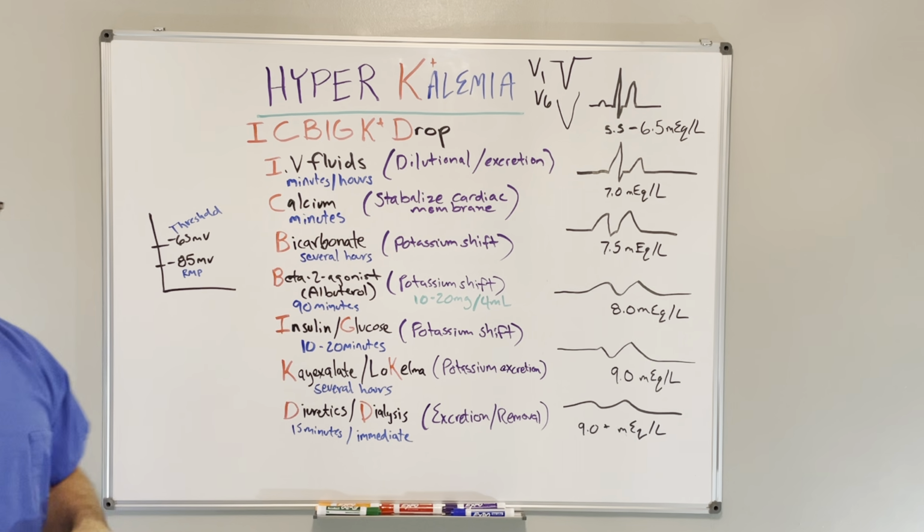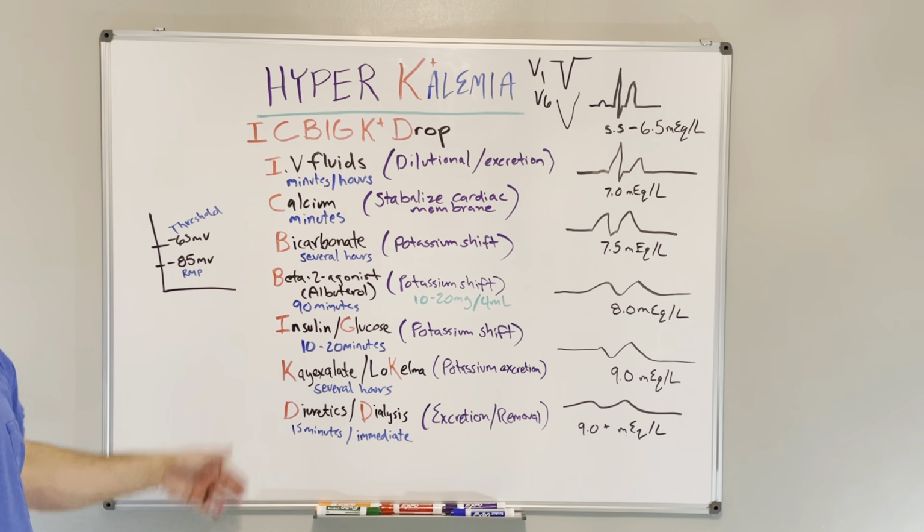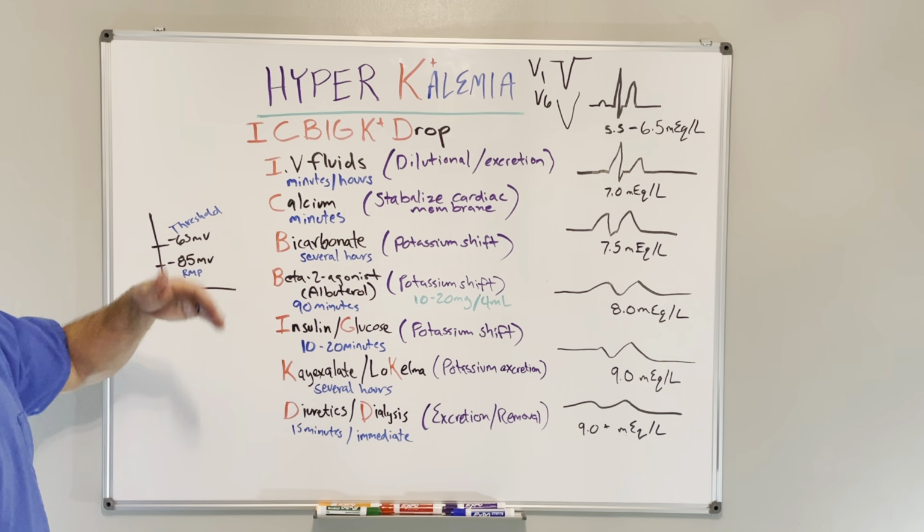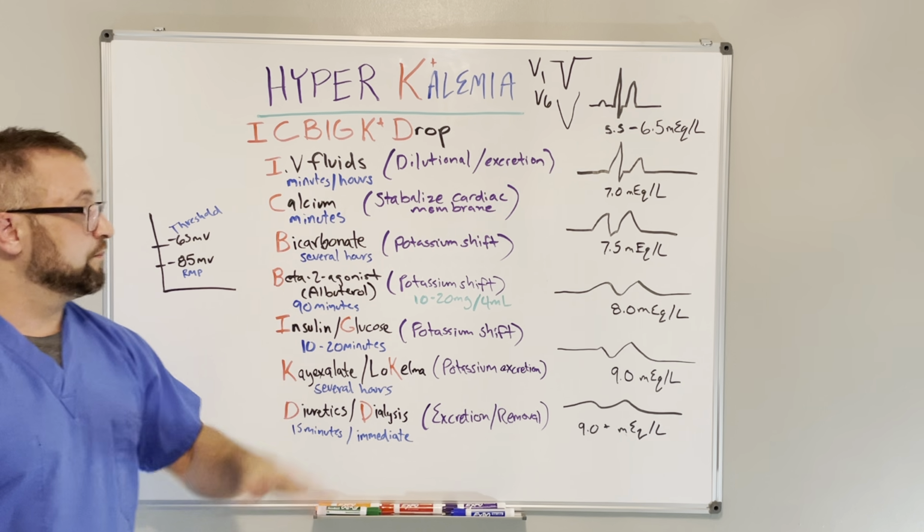So we have the IV fluids going, we've got IV access. Which should we do first? Should we do the insulin, Kayexalate, diuretics? Should we give them albuterol, bicarbonate? Well, I've got it right here.